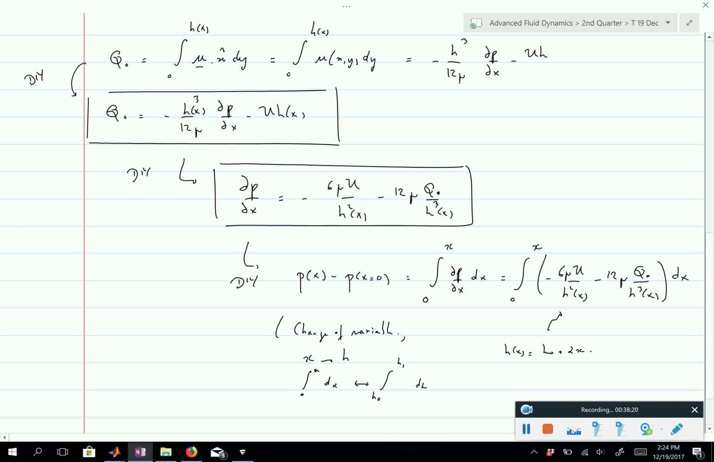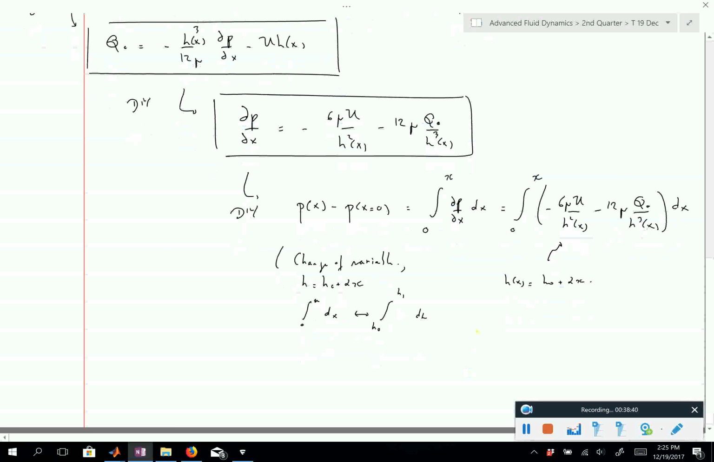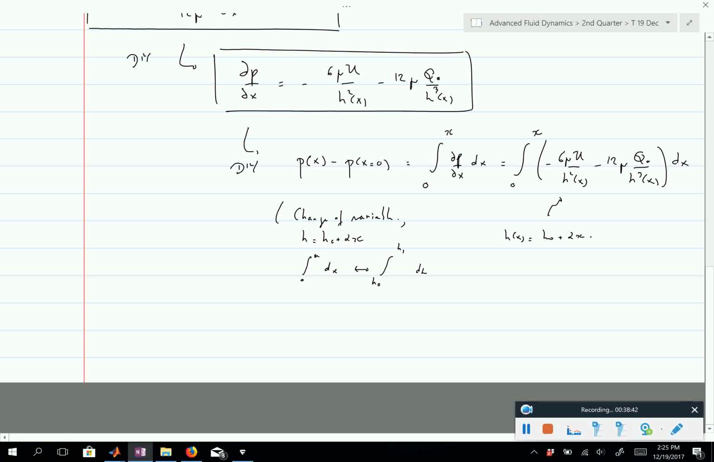I mean, this change of variable comes from here. h is equal to h naught plus alpha x. So instead of doing an integral in x, you can do an integral in h. Is that clear? It's a technical detail, so it's not really interesting for fluid mechanics, but that's how it is. Okay, so when you do that, once you've done this integral, then you have p as a function of x.